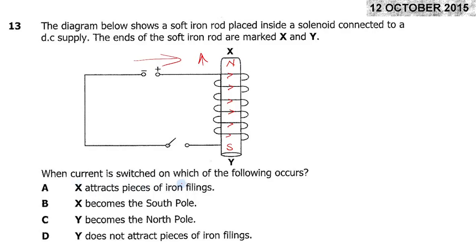So when they say when current is switched on, which of the following occurs? They're saying X attracts pieces of iron filings. Yeah, it can attract because it will become a magnet, an electromagnet. Whenever this is switched on, current starts flowing, and the soft iron rod inside becomes a magnet. So this sounds correct. Let's look at the other options. X becomes the south pole? No, it will be north. Y becomes the north? No, Y is south. Y does not attract pieces of iron filings? No. So the correct answer is A.